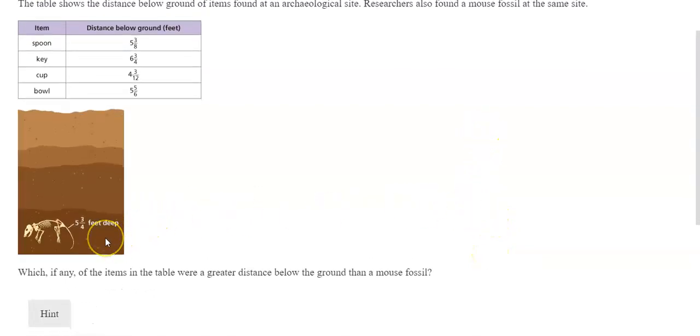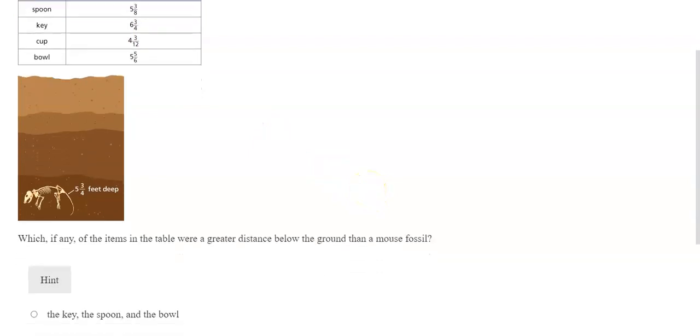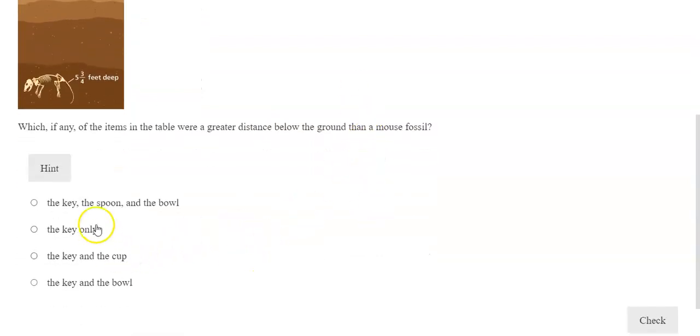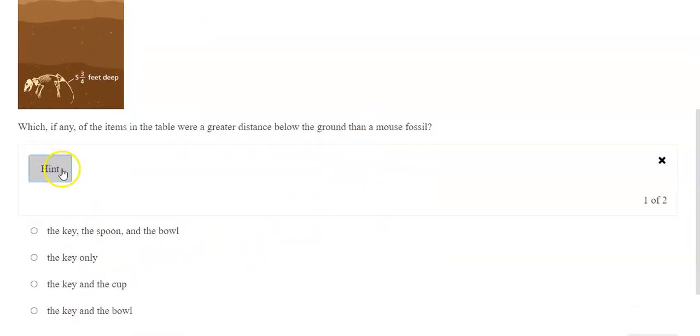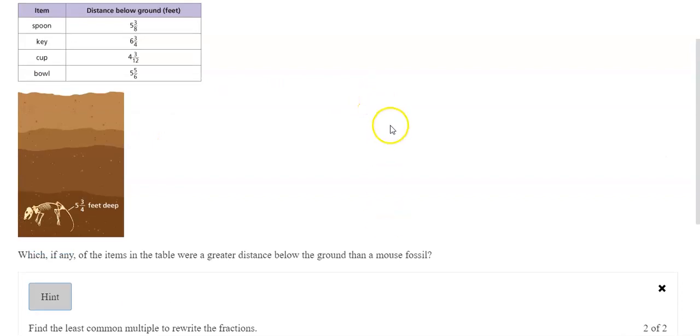So the mouse fossil was at 5 and 3/4. I know that the key is going to be greater because it has a 6. So all of them have the key there. Let's look at our hint. Rewrite the fractions with the common denominator, then compare the numerators. And find the least common multiples.